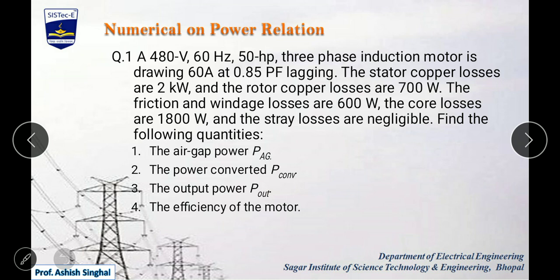The stator copper loss, we have already studied, that is PSCL, is 2 kilowatt, and rotor copper loss is given as 700 watt. Friction windage losses are 600 watt. Core losses are 1800 watt, and stray losses are negligible. Find the following quantities, and the first quantity is the air gap power.